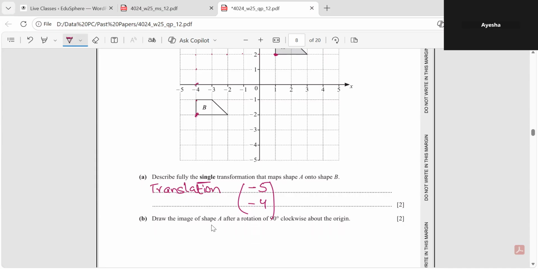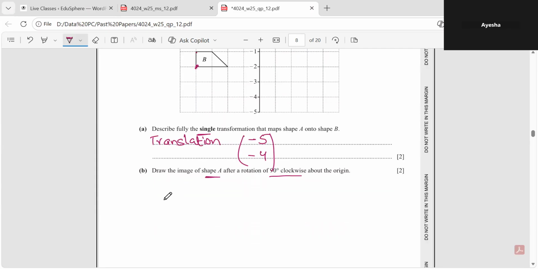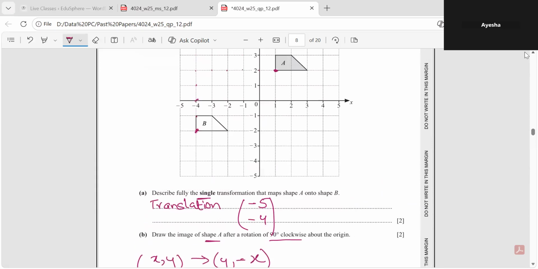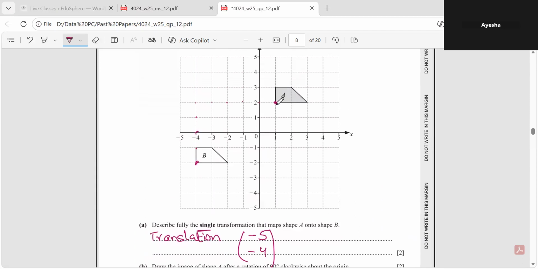Now they say draw an image of shape A after a rotation of 90 degrees clockwise. Okay, 90 degrees clockwise has a rule. We all remember that if we are rotating 90 degrees clockwise, then x, y is shifted to y comma minus x. So you have to learn the rules. And for that, we have to check the coordinates of shape A. Let's write the coordinates of shape A. So first I'm going to write the coordinates.